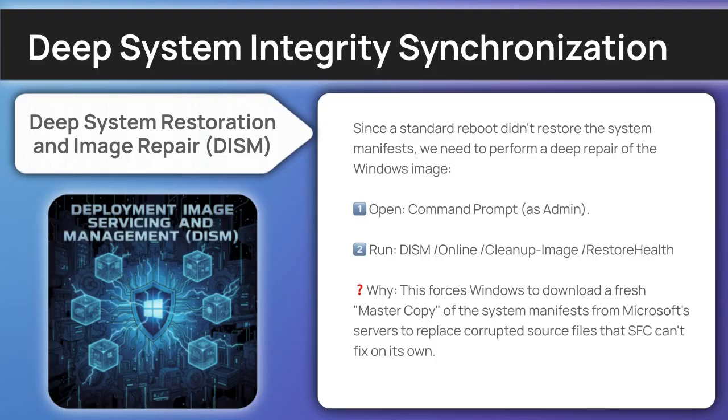Since a standard reboot didn't restore the system manifests, we need to perform a deep repair of the Windows image. First, open command prompt as admin. Second, you're going to type DISM /online /cleanup-image /restorehealth, then hit enter. Why are we doing this? Well, this forces Windows to download a fresh master copy of the system manifests from Microsoft servers to replace corrupted source files that SFC can't fix on its own.